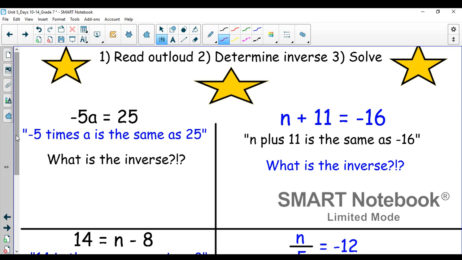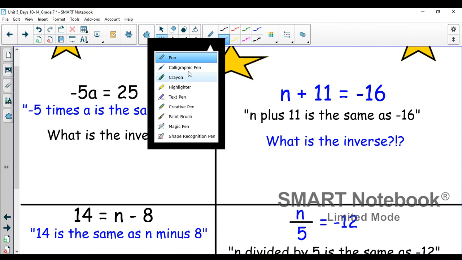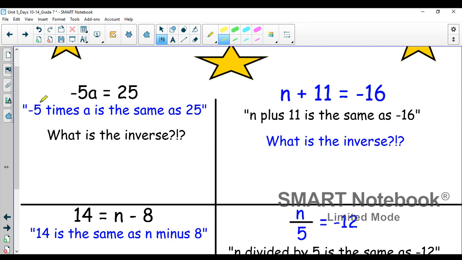Well, the key to these problems is being able to read this in math, because if you can understand what this is saying in math language right here, it automatically tells you what the inverse is. So this problem, when the variable is attached to the coefficient, means multiplication. So this would be read as negative 5 times a is the same as 25, which means to solve this problem, we would have to do the inverse, which would be divided by negative 5. So to solve this problem, we would divide each side by negative 5.